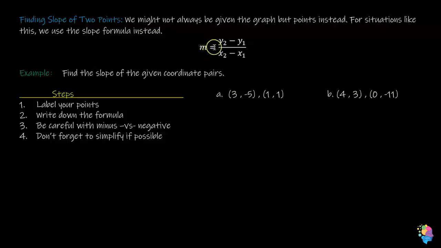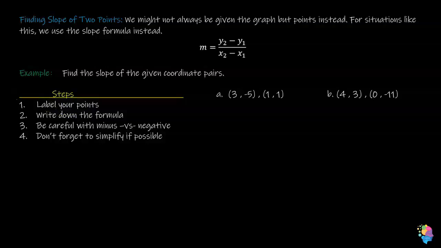The slope formula states that if you're given 2 points, you find the slope by subtracting the y values, y2 minus y1, over subtracting the x values. That's x2 minus x1. See, we can find the slope of these two sets of ordered pairs. The first thing that I'm going to recommend that you do is that you label your points so that we don't replace them in the wrong place.